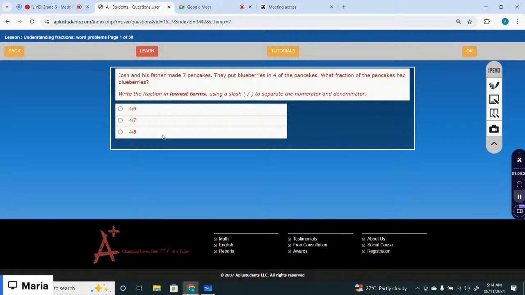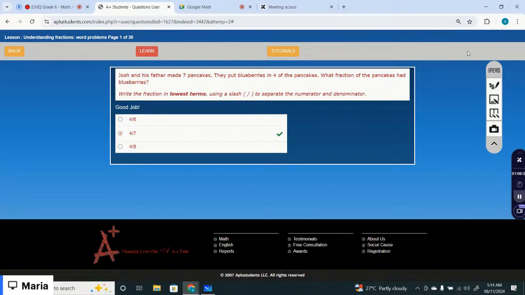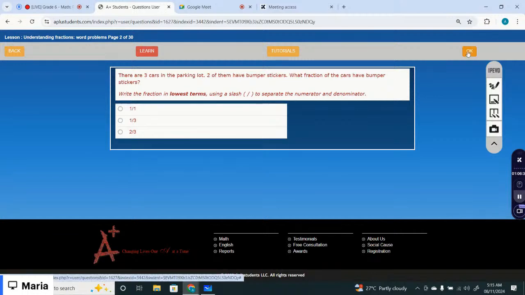That is 4 out of 7. Option number 2 is the correct option. Very good. There are 3 cars in the parking lot. 2 of them have bumper stickers. What fraction of the cars have bumper stickers? Which is the correct option?